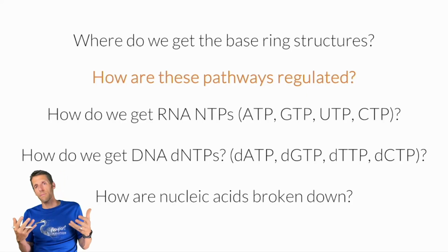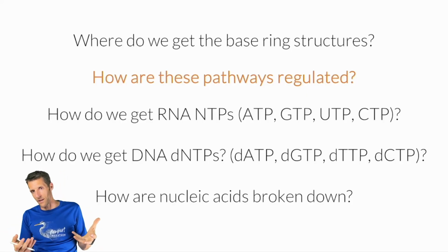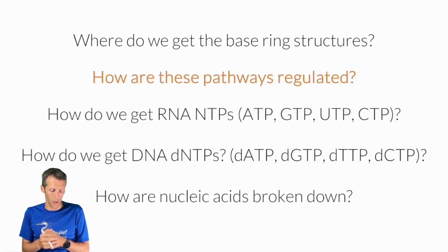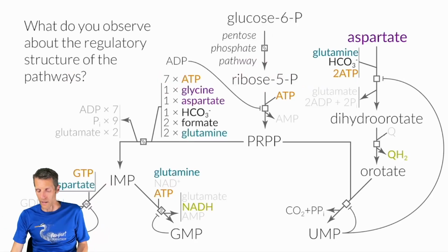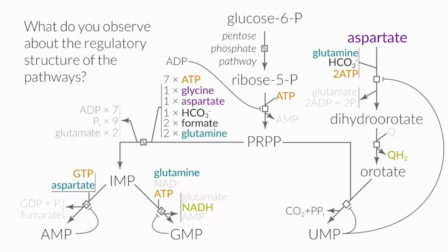Now let's talk about how these pathways are regulated before we dig into the guts of how we get to these individual types of molecules. So how are these pathways regulated? This is a good chance, if you'd like, to pause and think about things for a second and ask, what do you observe about the regulatory structure of these pathways? So now I've taken the graph I showed before, the chart, and I just added these regulatory arrows on top of it. So maybe pause and think about that for a second. What sorts of regulation is going on here?